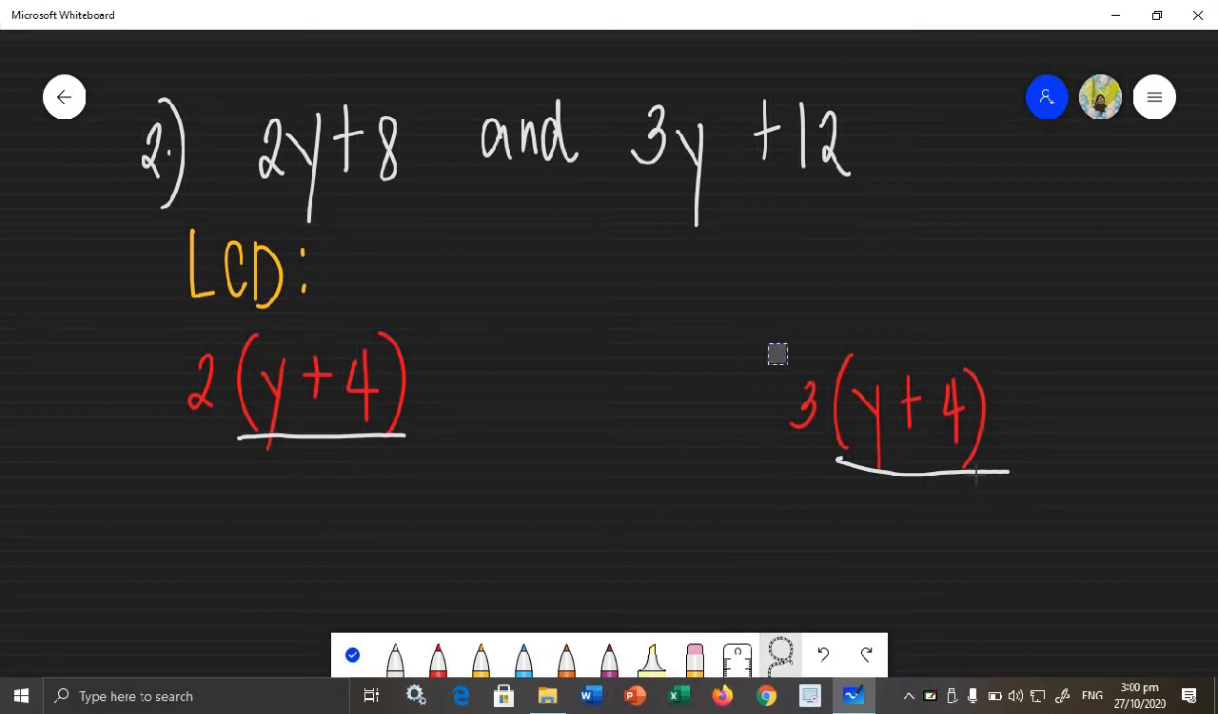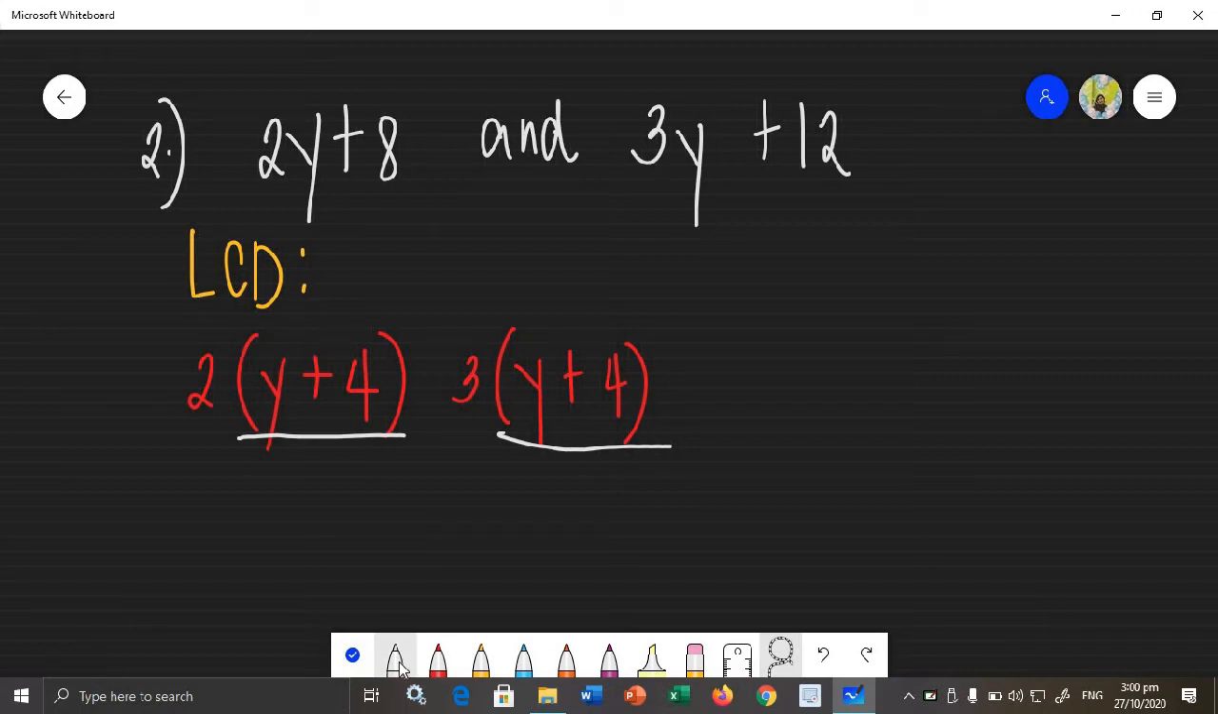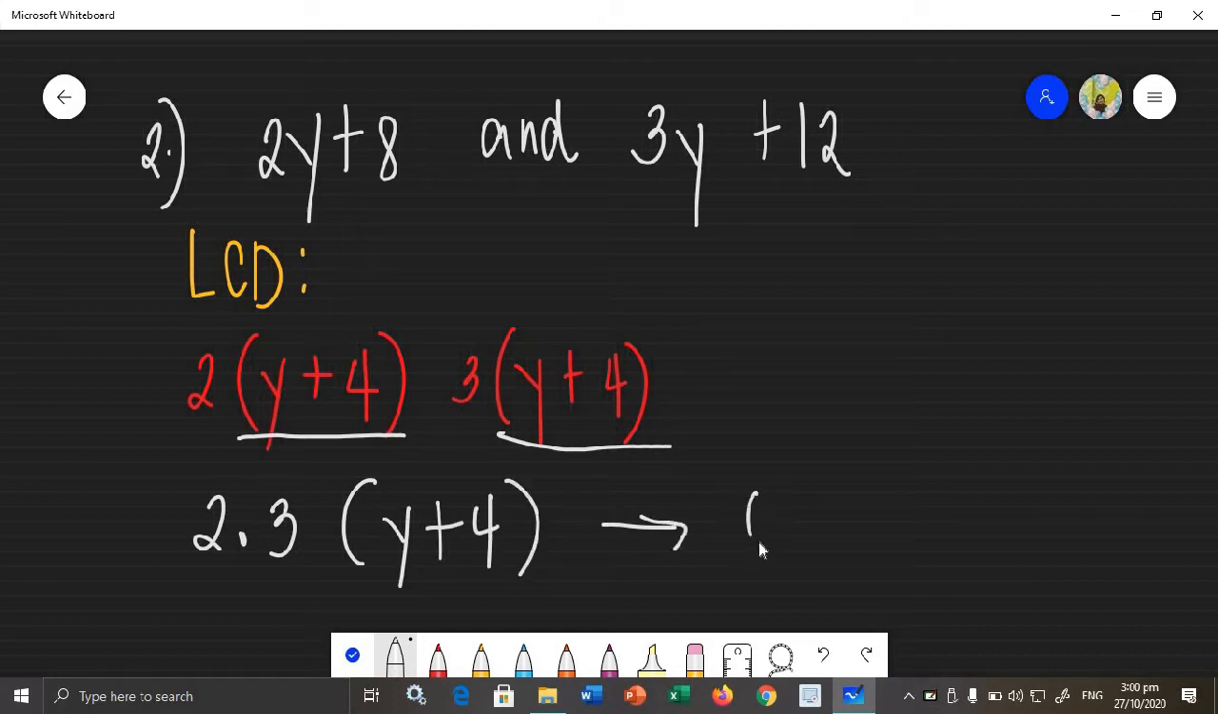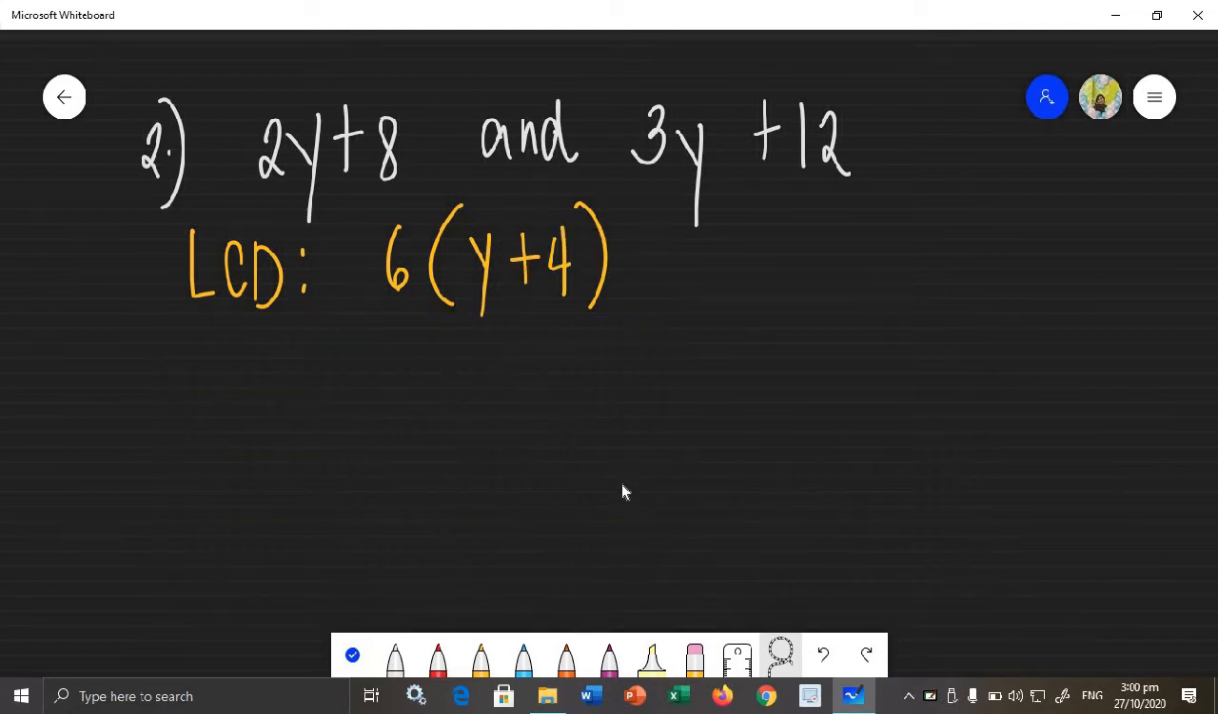And then we will just be combining 3 and 2. And when I say combining, it means that I am going to multiply 2 and 3. And then, I am going to write y plus 4 as 1. Okay? So, y plus 4. And then, this will lead me to 2 times 3 is 6. And then, times quantity y plus 4. And this will be your LCD. 6 times quantity y plus 4. That's it.